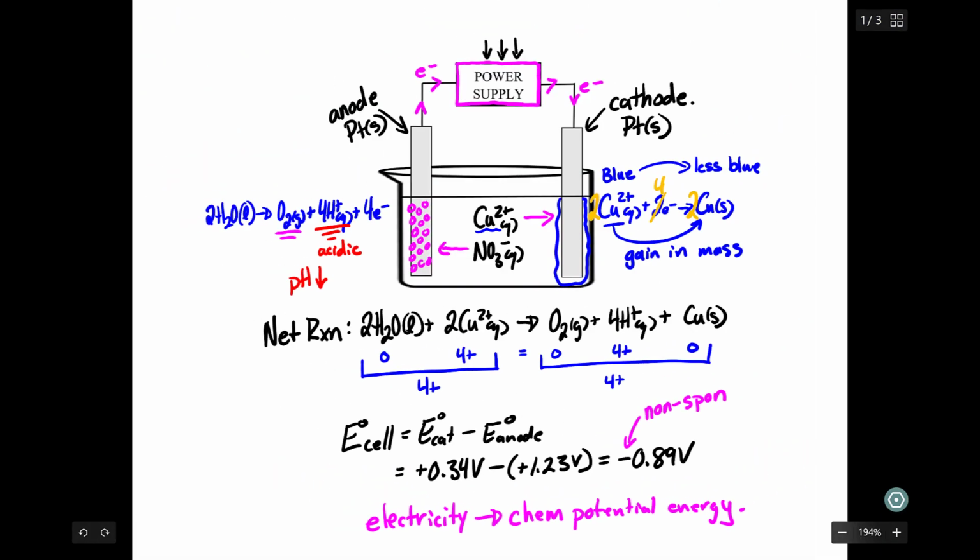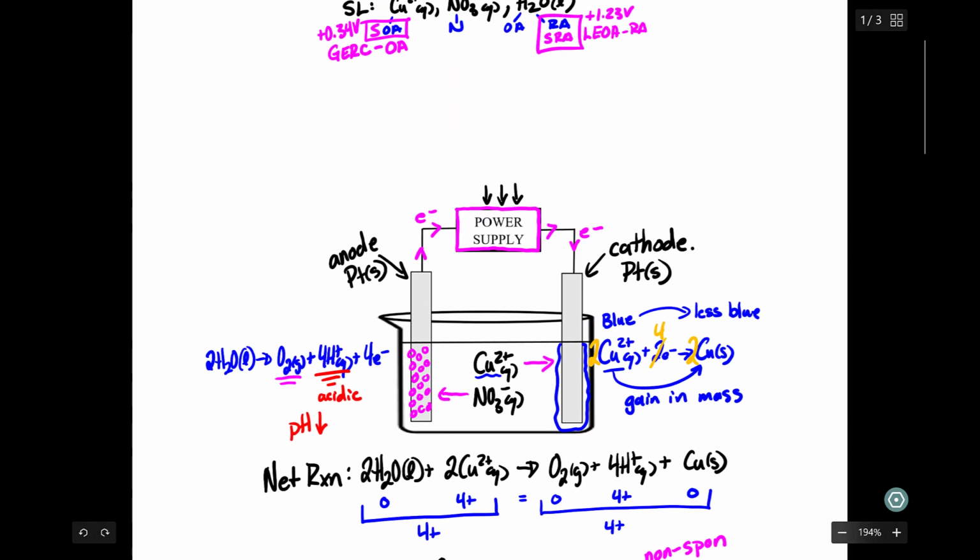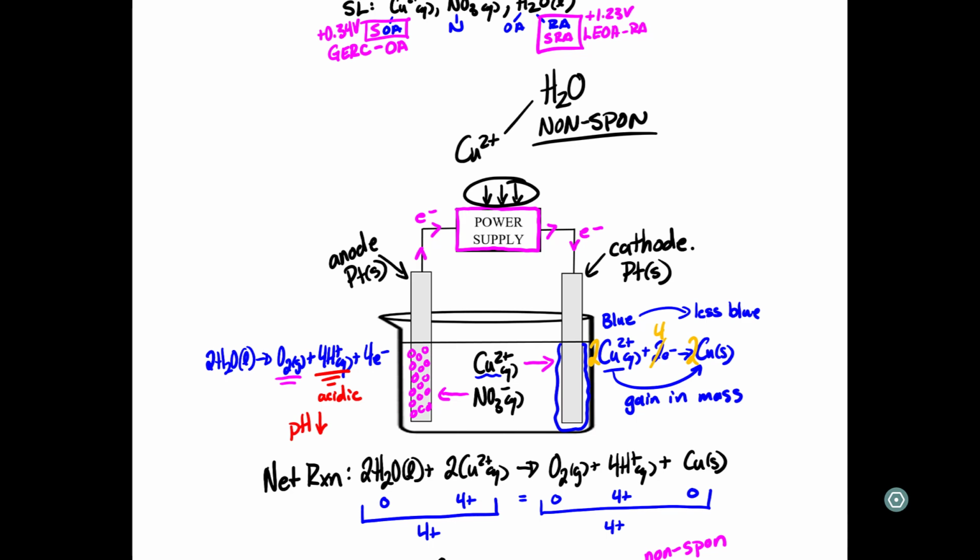So that's our question as a whole. One thing I always get at the end of a question like this, which we never discussed at the beginning, is when you look up on your reduction half reaction chart, water is above copper 2+. And students quite often say, well, this is non-spontaneous. This doesn't even work. And the answer is, it doesn't work unless I give this cell power, which I have. This power forces the non-spontaneous reaction to happen.